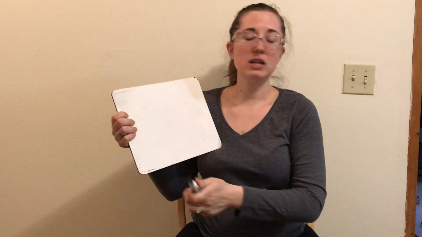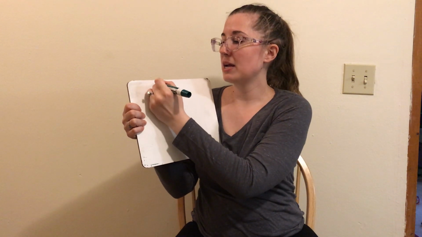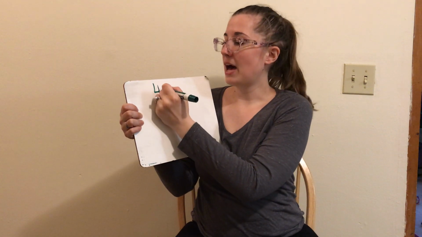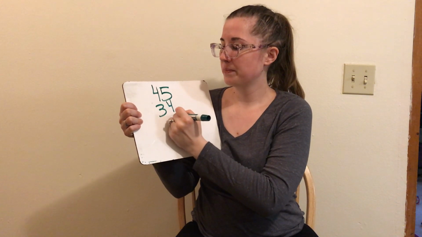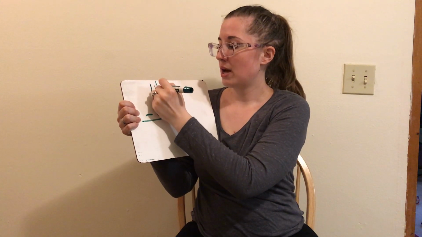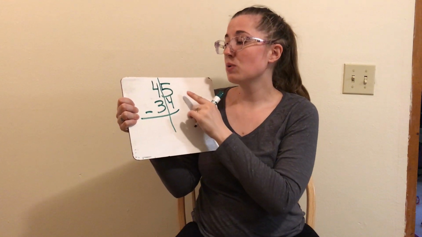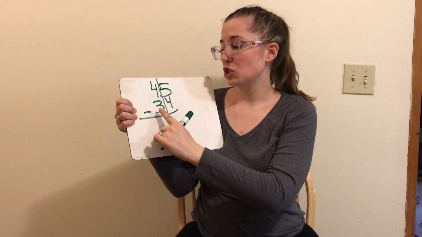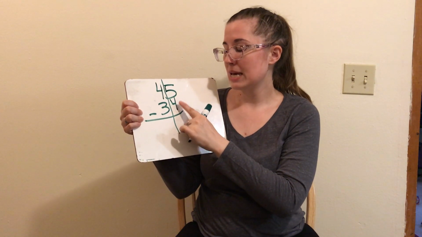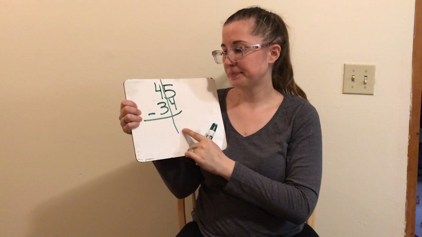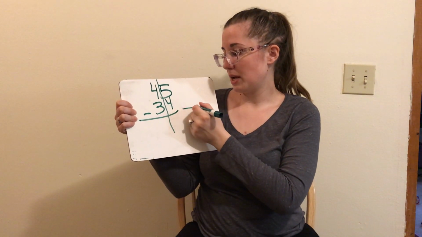Problem number 7. The first problem on this page is 45 minus 34. Draw a line down the center. So now you have your ones column and your tens column. 5 minus 4 equals how many? You can use a number line for it.